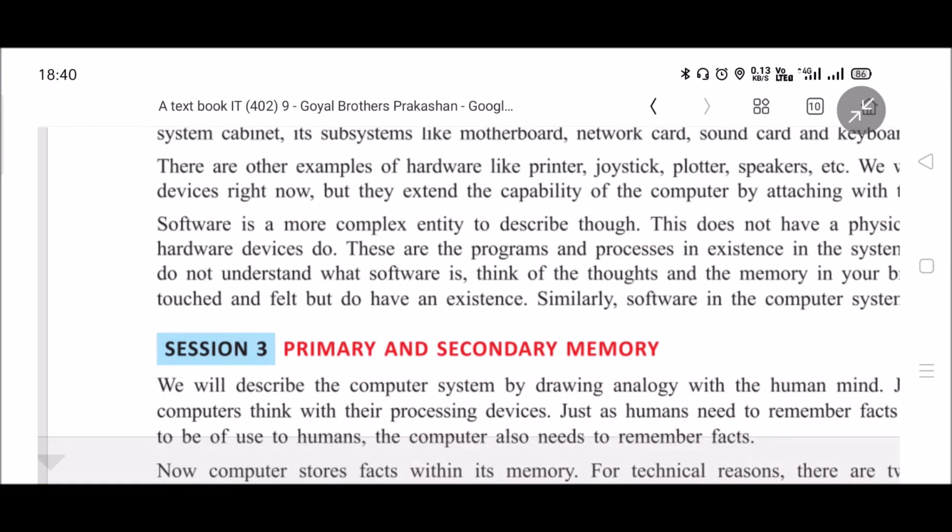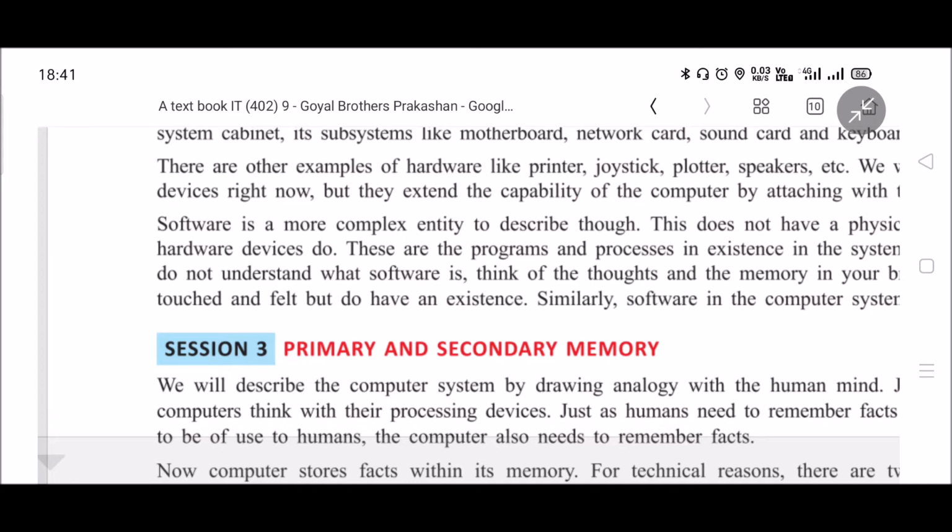Whereas the software are the instructions given to the computer to perform any task, that is called software. Software is like when we say to someone to stand up or sit down, that cannot be visible, but the person can understand and perform accordingly. In the same way, the software are the instructions or commands given to the computer to get a work done. So these are the programs and processes in existence in the system.